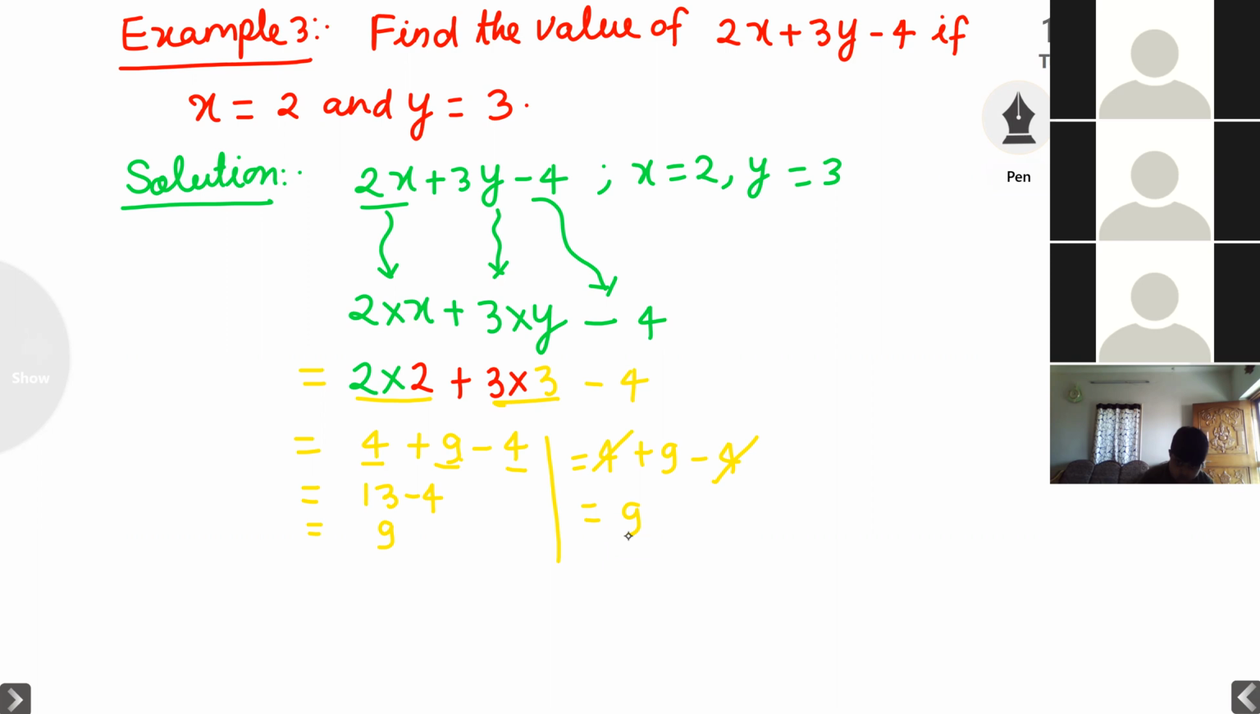2x means 2 into x. The value of x is 2. The value of y is 3. 2 2s are 4. Plus 3 3s are 9. Minus 4 as it is. Plus 4 plus 9, 13 minus 4 is 9. Or plus 4 minus 4 you can cancel out. Answer we are getting 9.